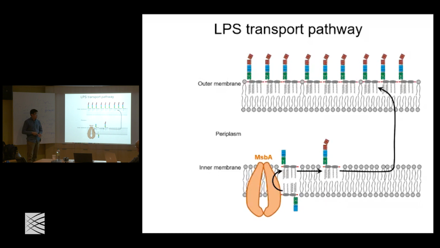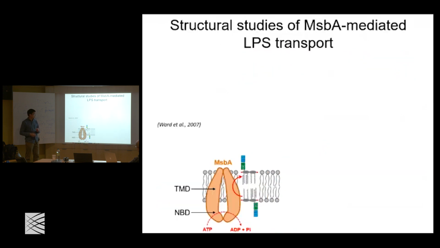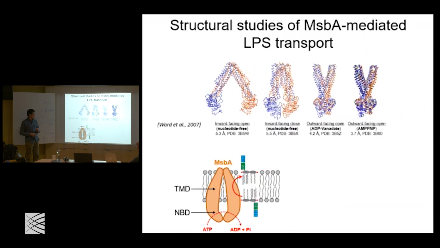MsbA is an ABC transporter. It contains a transmembrane domain and a nucleotide binding domain. The nucleotide binding domain binds and hydrolyzes ATP, induces a conformation change, and then flips the lipid. So that's the general process, but exactly how that happens is unknown, because when you think about this process very carefully, there are actually a lot of interesting questions. The structure has been solved more than a decade ago.